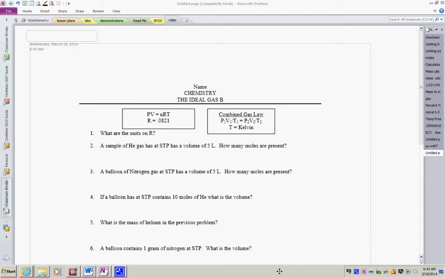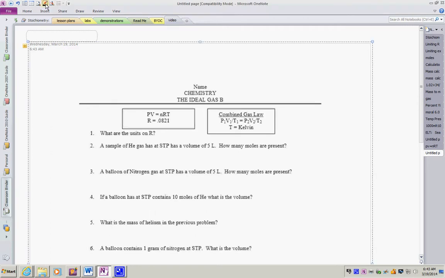Welcome. This is a little start to the ideal gas B worksheet. The difference from the previous ones is that we had a worksheet on the ideal gas law, PV equals nRT, and we also had one for the combined gas law. At this point, with this worksheet, you're going to have to read through the problem and identify which of these two you are going to be running. They do work slightly differently.